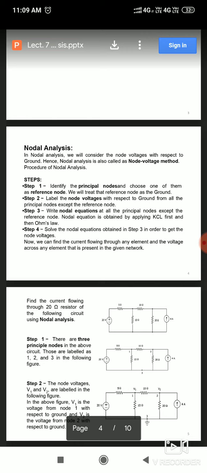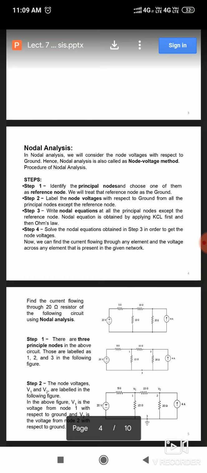So you can distinguish principal node and simple node. A simple node is where two branches are connected to each other at a single point, and a principal node is where at least three or more branches are connected. That principal node is very important in the steps of nodal analysis.